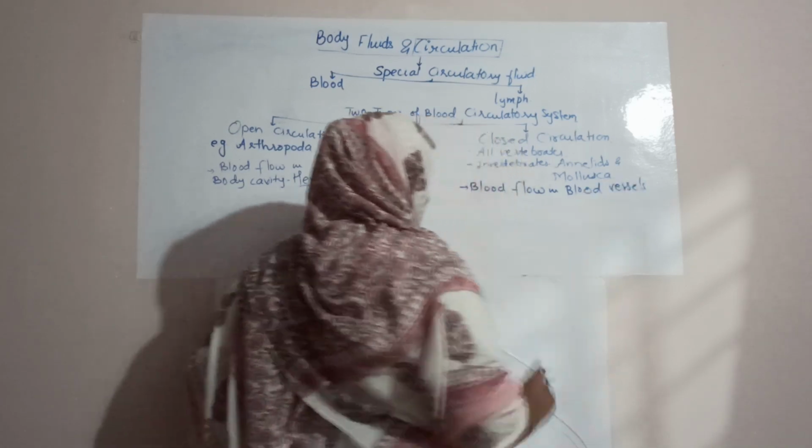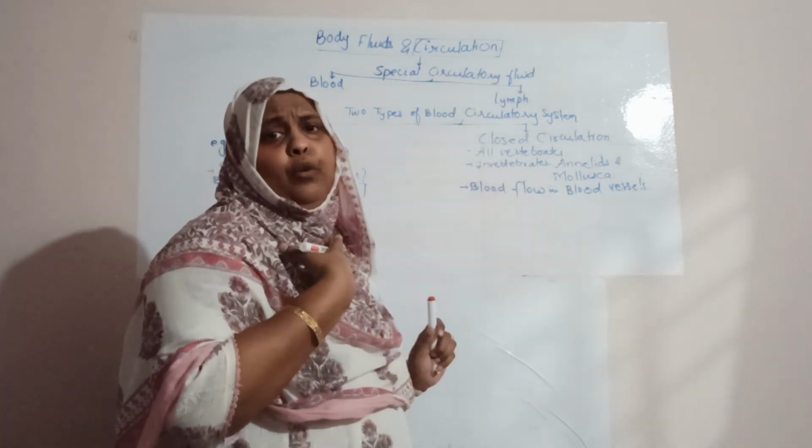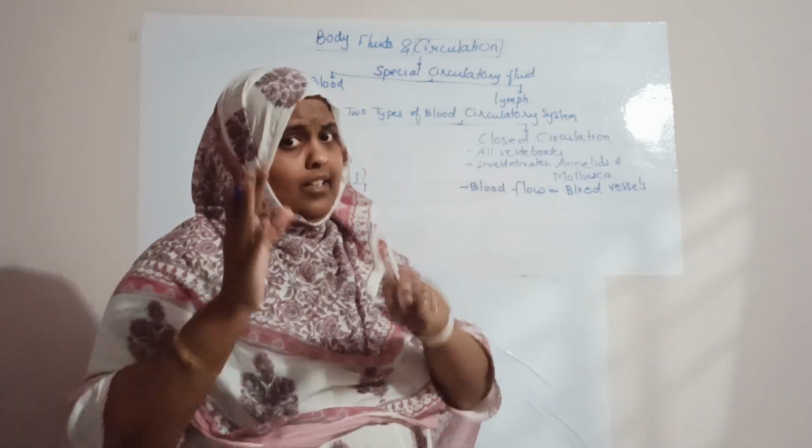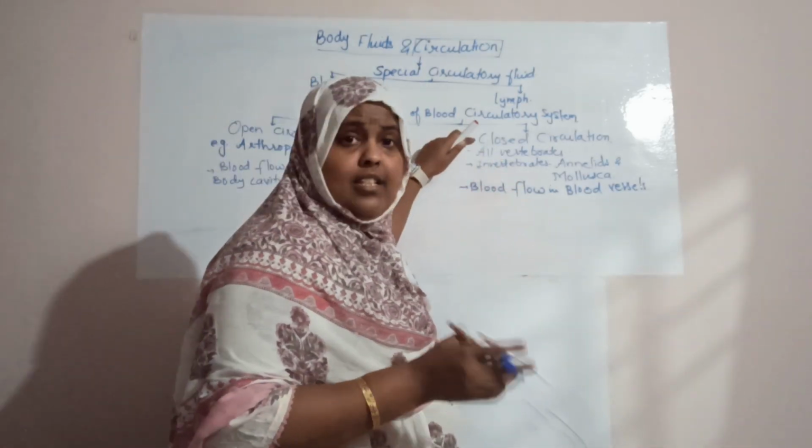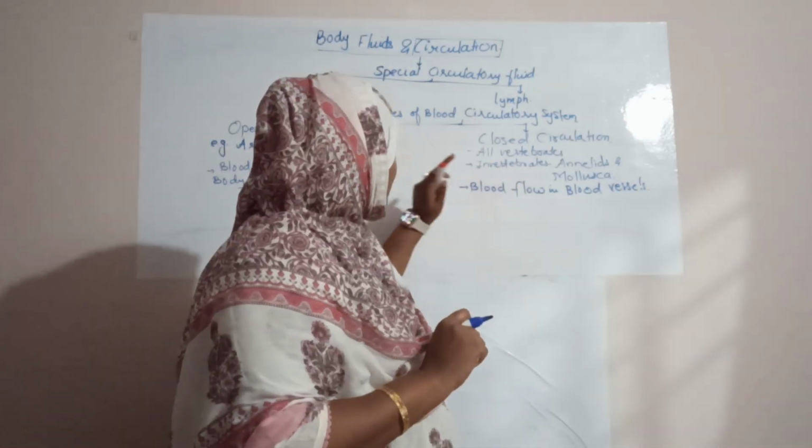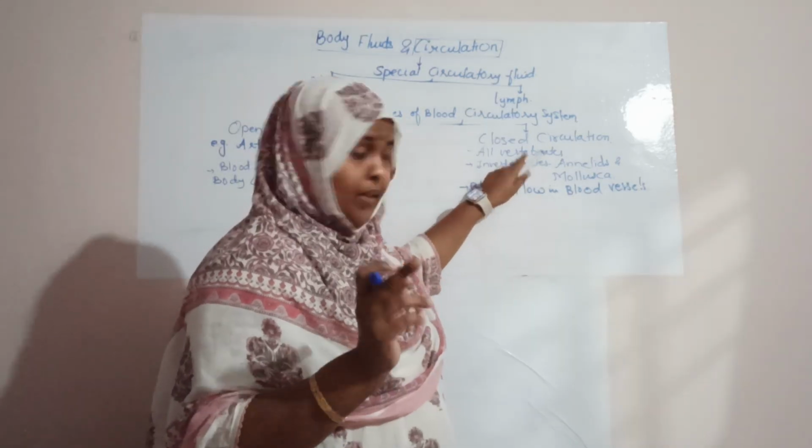Blood flows in blood vessels. For example, take our body. In our body, blood is present. Which type of circulatory system is present? A closed circulatory system is present. We include this in vertebrates also.